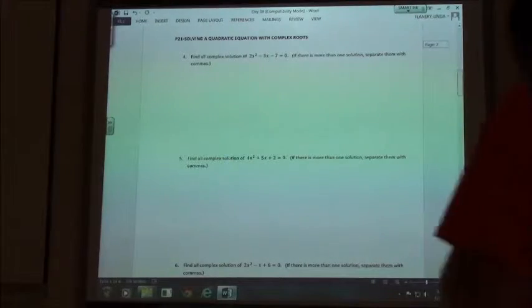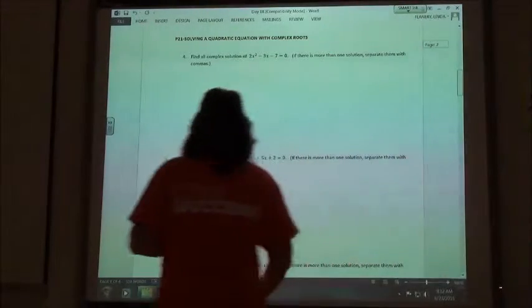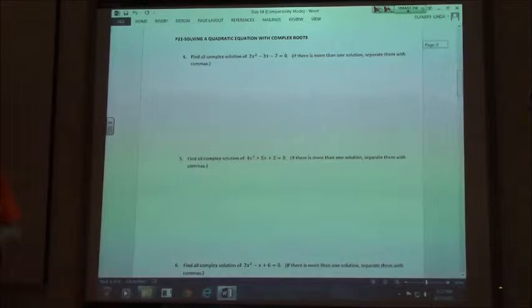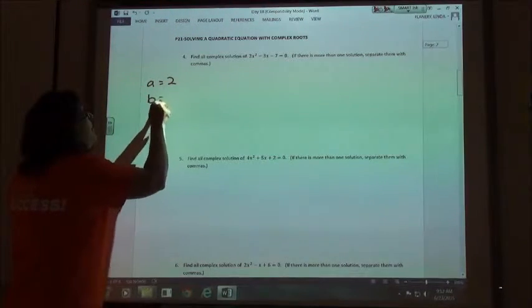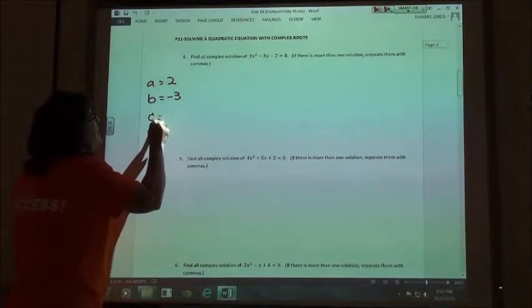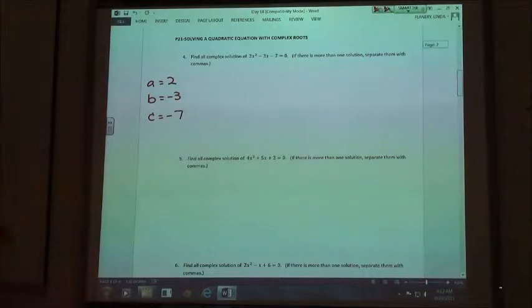Ones, you're still going to use the quadratic formula. It says find all complex solutions. So if it's a complex solution, it may or may not have an imaginary number part. Sometimes we'll get a real number answer, sometimes we'll get one with the imaginary number answer. So again, I'm going to say my A is 2, my B is -3, and my C is -7, and I'm going to plug those into the quadratic formula.